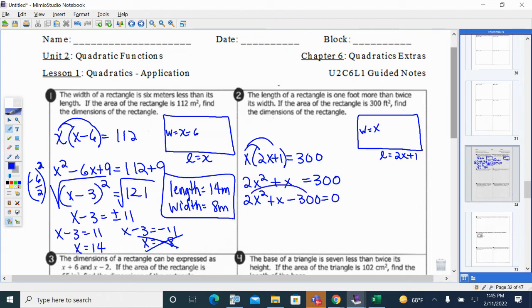And then factor my trinomial. So 2 times negative 300 is negative 600. And then they need to add to give me a positive 1. Two numbers that multiply to give us negative 600 and add to give you a positive 1. I can tell you that that is a 25 and a negative 24. So then I'm going to substitute that in.